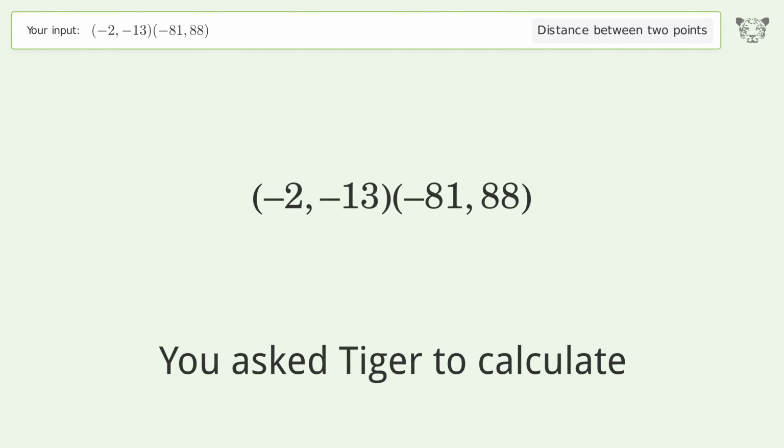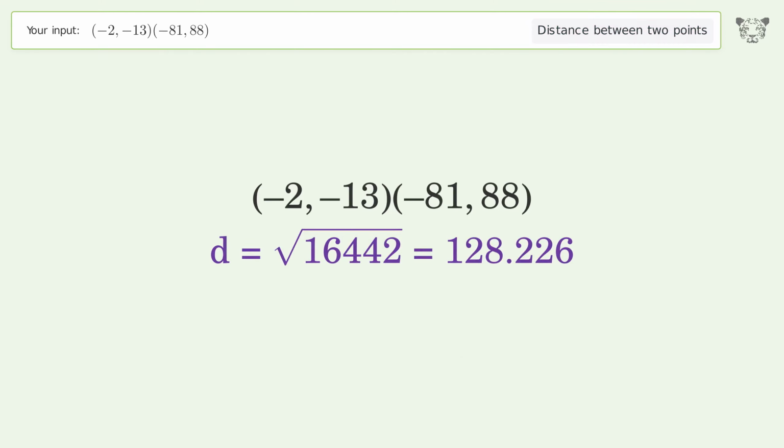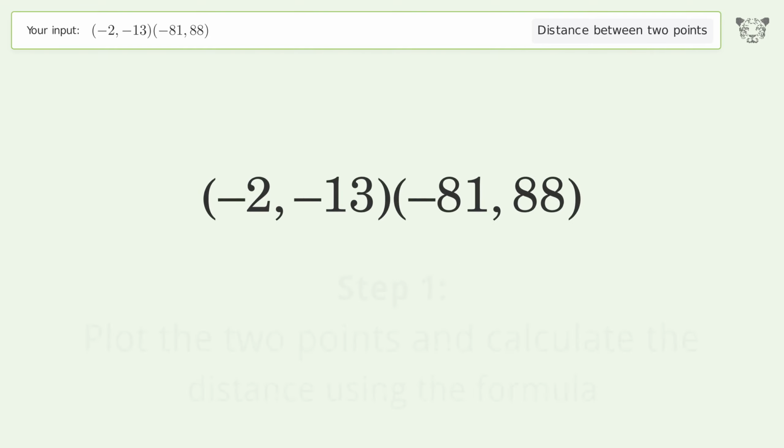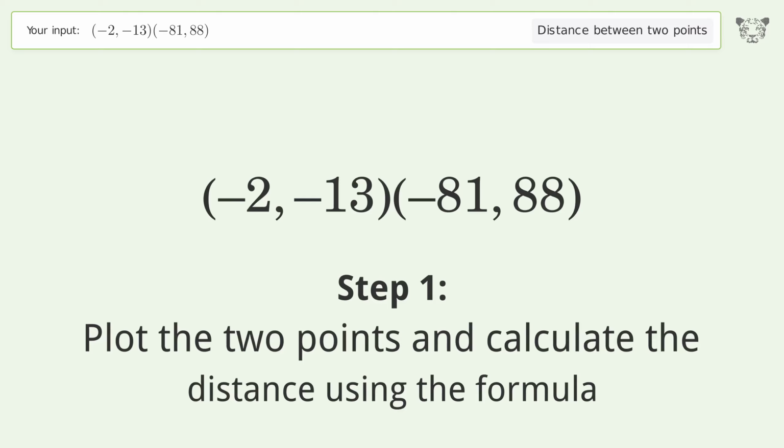You ask Tiger to calculate. This deals with the distance between 2 points. The distance between the 2 points is the square root of 16,442, or 128.226. Let's solve it step by step. Plot the 2 points and calculate the distance using the formula.